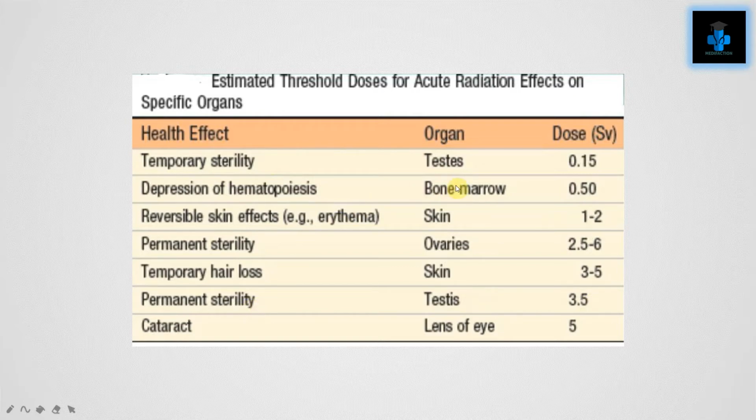Likewise, bone marrow, when exposed to 0.5 sieverts of radiation, results in depression of hematopoiesis. Skin, when exposed to a range of 1 to 2, results in reversible skin defects such as erythema. When the skin is exposed to even higher ranges like 3 to 5, it results in temporary hair loss. In case of the lens of the eye, when it is exposed to 5 sieverts of radiation, it results in cataracts.